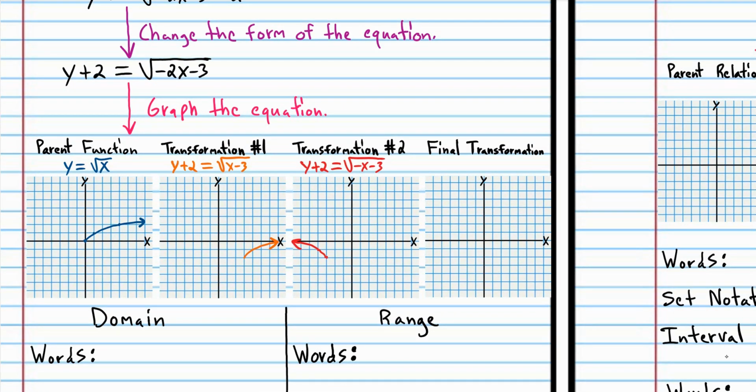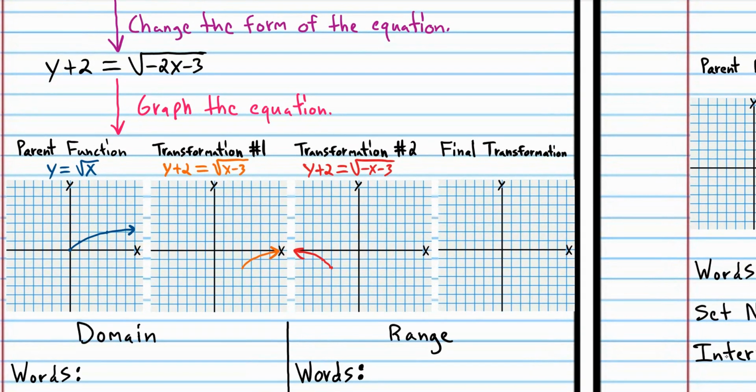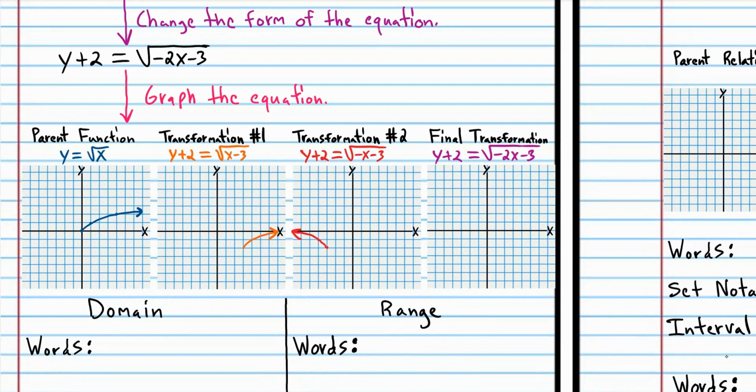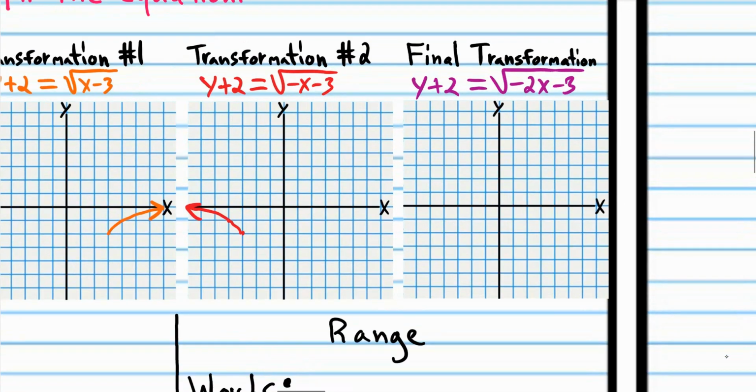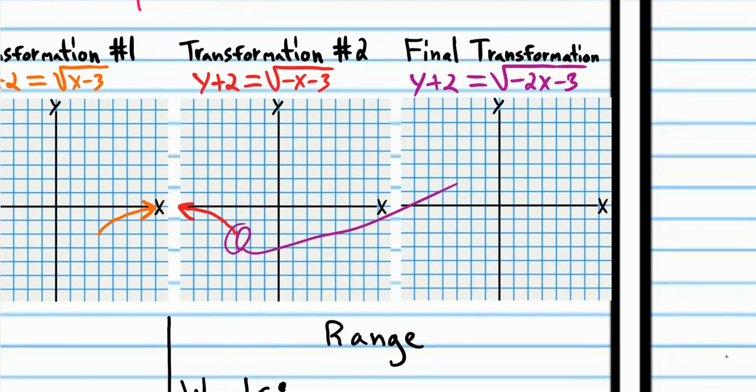So now we're going to dilate. We're going to replace x with 2x. So we have y plus 2 is equal to the square root of negative 2x minus 3. And now we divide all the x values by 2. So the x value of this point is negative 3, so it becomes negative 1.5. The x value of this point is negative 4. So it becomes negative 2.